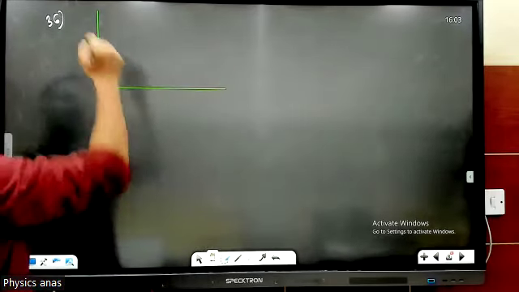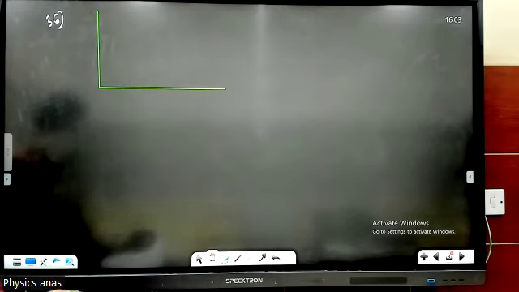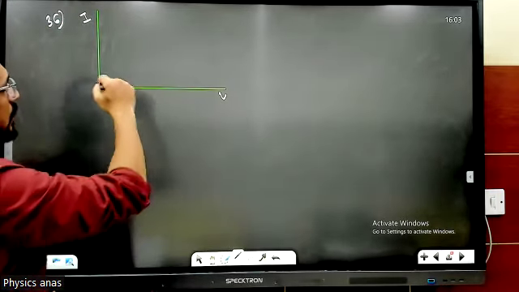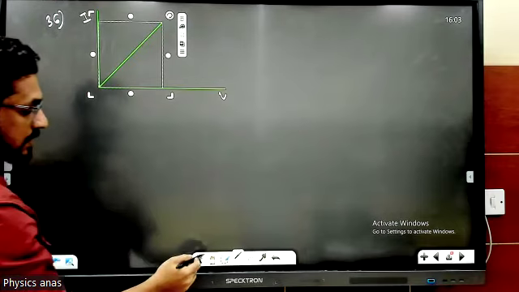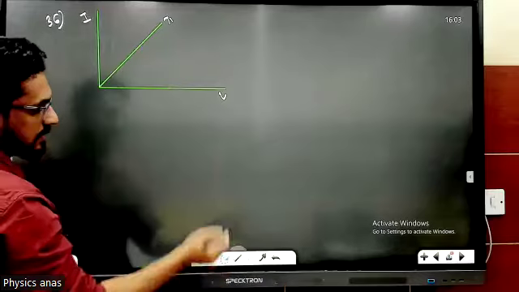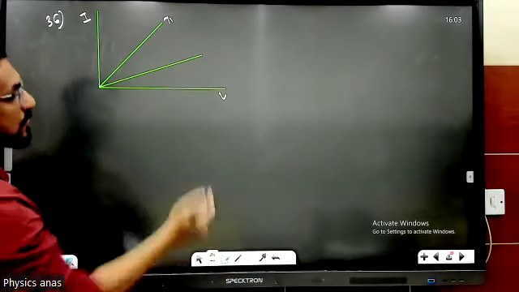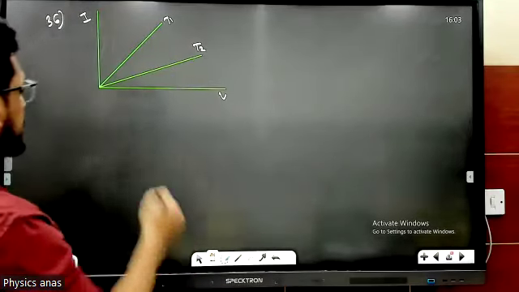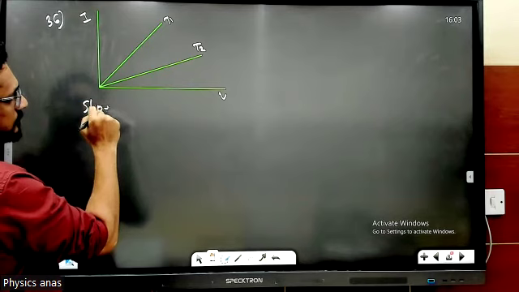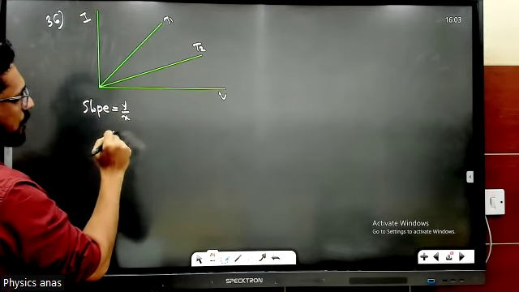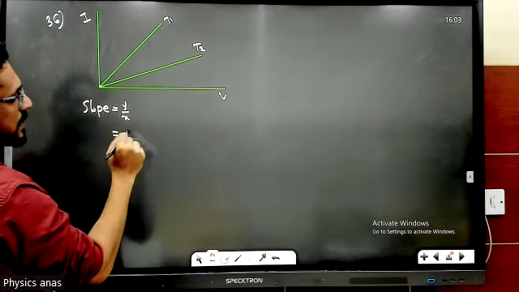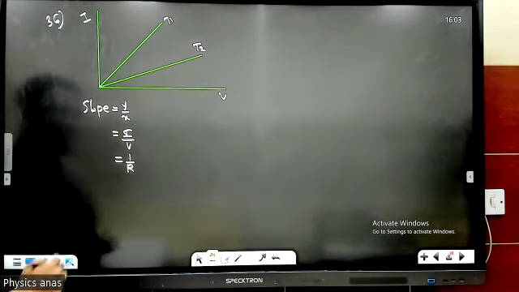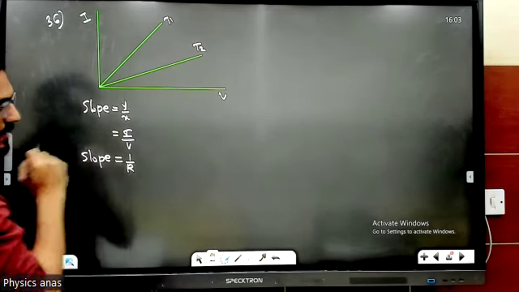You have a graph of I and V like this, with I on the y-axis and V on the x-axis, and you have two graphs. The first graph is with T1, and the second graph has the lesser slope and represents T2. Now, what is slope here? Slope here is current divided by voltage, and that will be 1 by resistance.